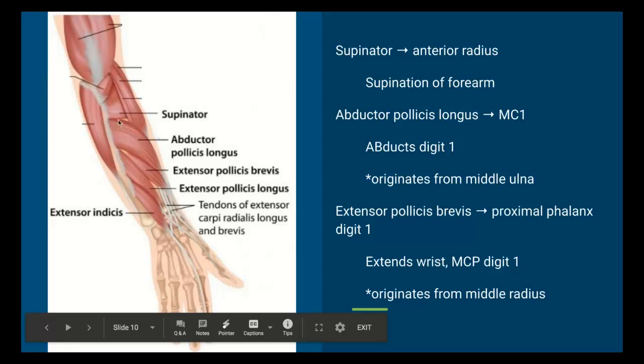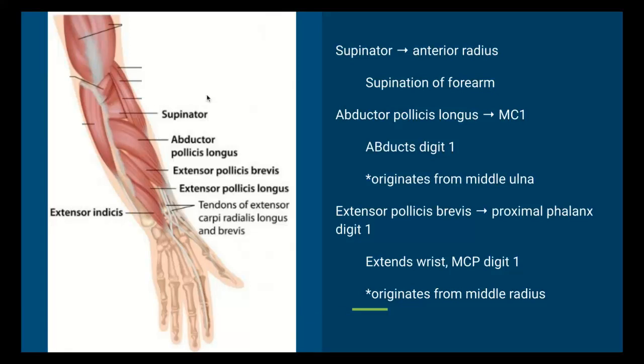So we'll start out here with the supinator. And the supinator is going to be performing that action of supination on the forearm. And it's going to be inserting on the anterior radius. So if you think about if something is kind of starting at the back of the arm, or of the forearm here, and inserting to the anterior portion, it's going to provide supination.